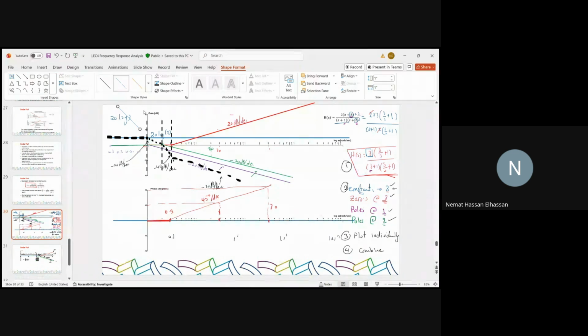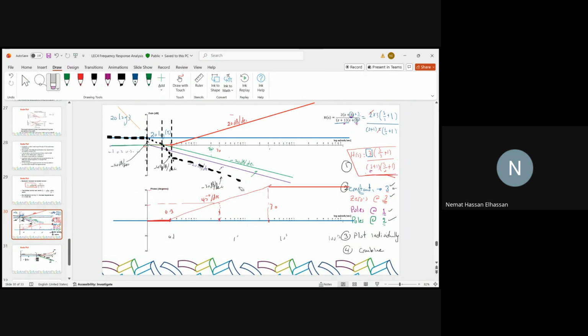So from this point onwards, the red one, we're going to plot it as a straight line. So this is my frequency response for the 0.